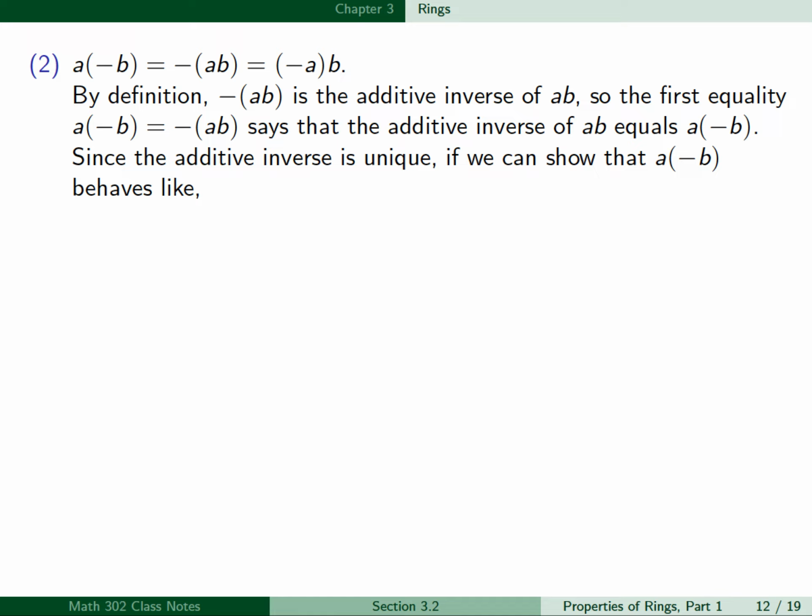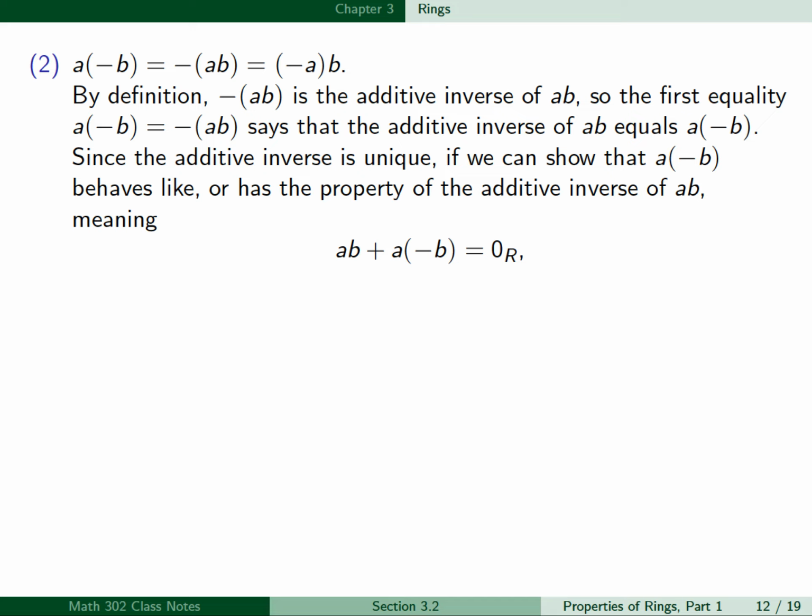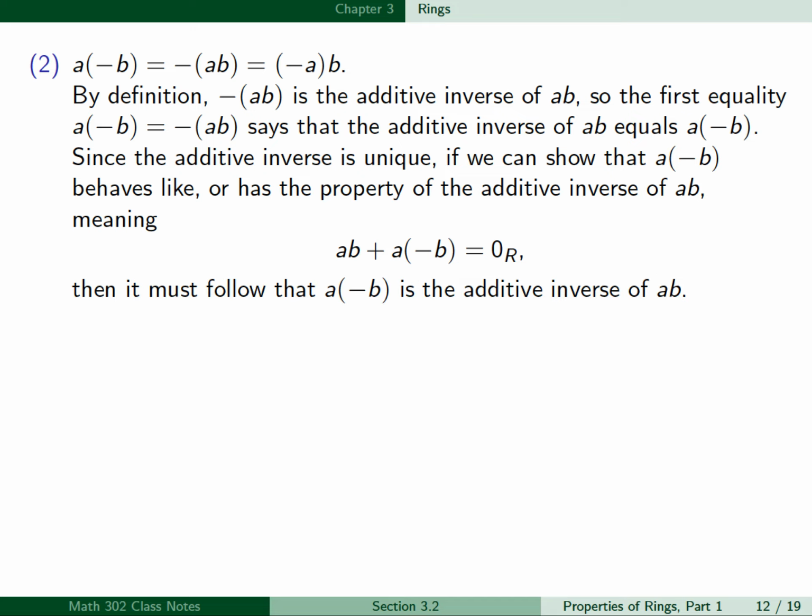Since the additive inverse is unique, if we can show that a times minus b behaves like, or has the property of, the additive inverse of ab, meaning that ab plus a times minus b equals 0 sub r, then it must follow that a times minus b is the additive inverse of ab.